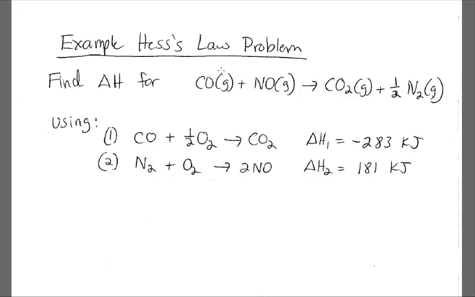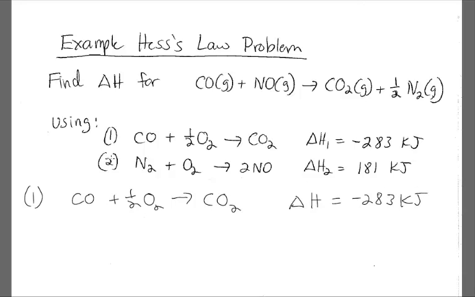Okay, so we can start out by saying we need CO, carbon monoxide, in the reactants, and here's a CO in the reactants. So we're going to use equation 1 as is, and I'm going to keep track of that by writing it over here. CO plus 1/2 O2 leads to CO2, and the delta H for that is negative 283 kilojoules. I'm going to kind of separate these.